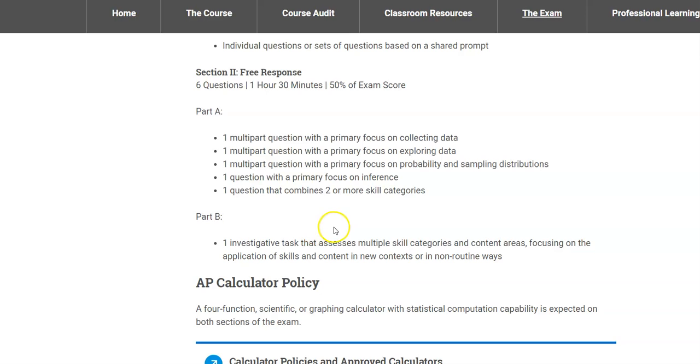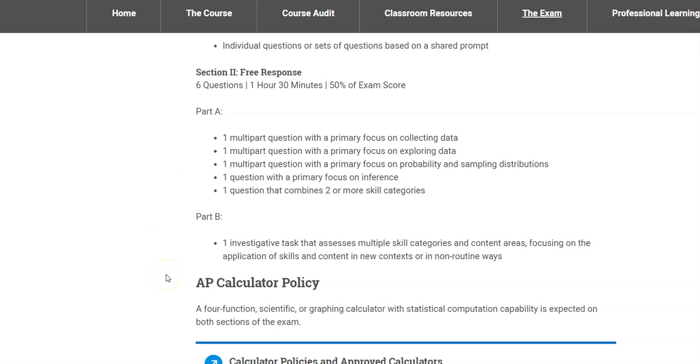Part B is an investigative task, and it involves some parts that will be very familiar to you and some parts that will not be at all familiar to you. They actually will ask you something that is beyond what you've seen, but ask you to reason using the ideas that you have encountered, and to kind of think on your feet, so to speak, and go beyond the course.